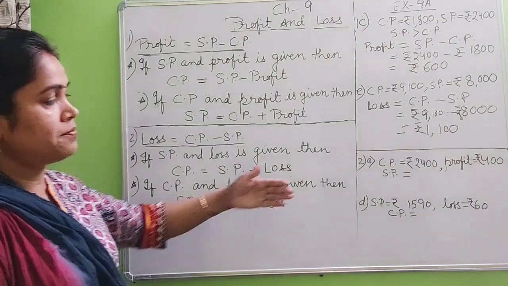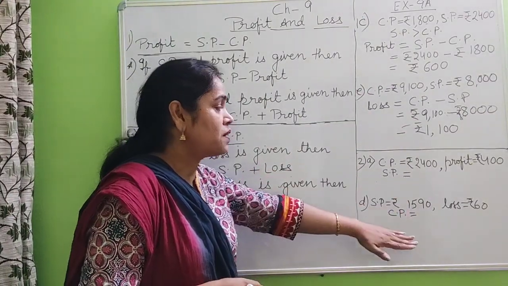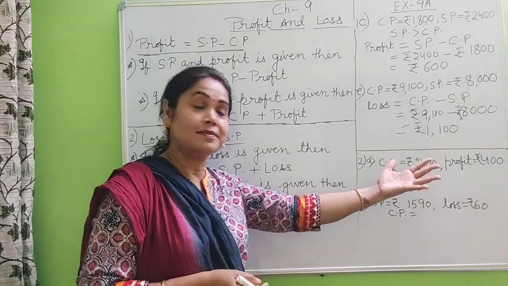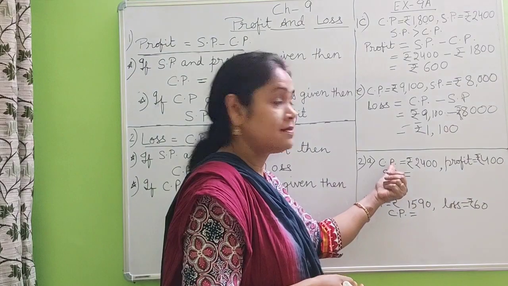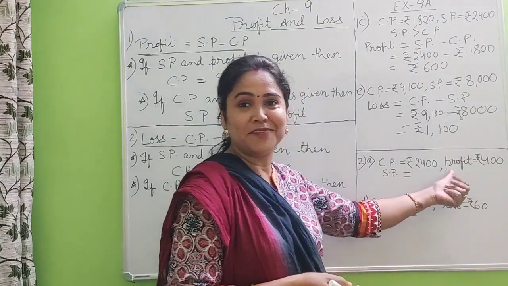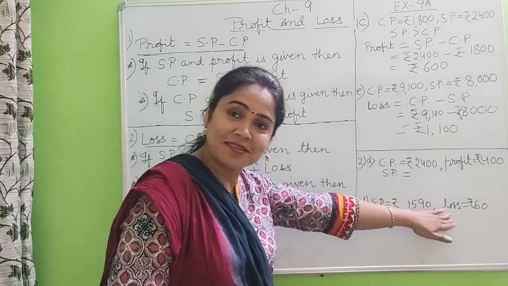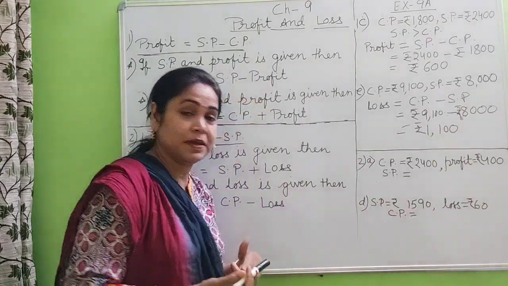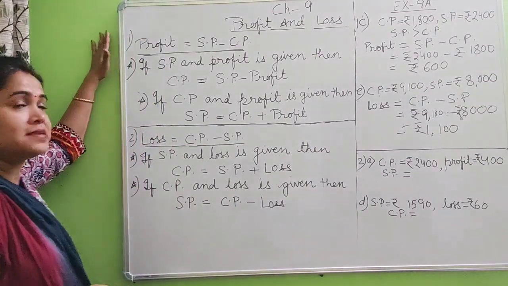Next we have another condition, where we have to find SP or CP. Here in this question we have to find CP and profit is already given. Then what will we do? In this case SP and loss are given and we have to find CP. How do we find it? For this I will first explain these formulas.